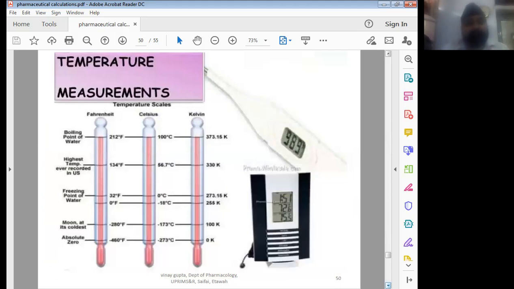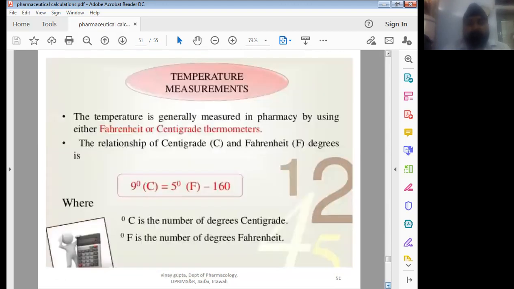The last topic of ours is now temperature measurement. Temperature measurement is generally done in pharmacy with either Fahrenheit or centigrade thermometers. There is a relationship between centigrade and Fahrenheit temperatures: 9C is equal to 5F minus 160. This formula you can use to convert temperature from centigrade into Fahrenheit or vice versa.